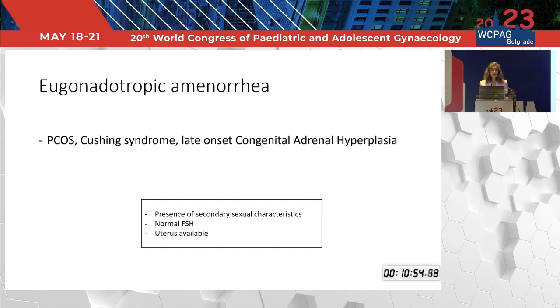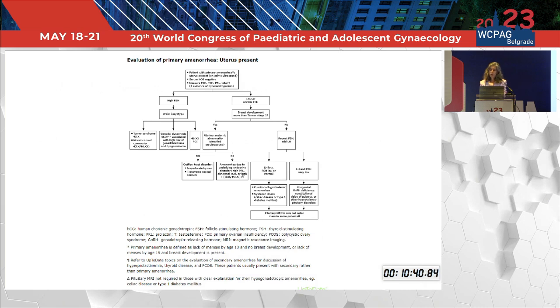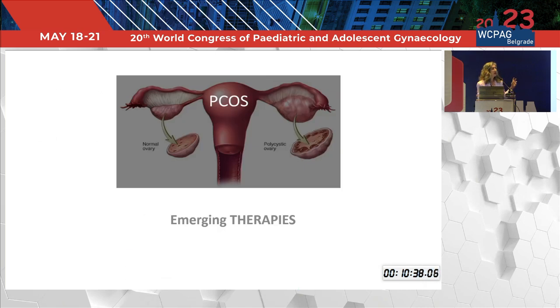So in these cases, we have secondary sexual characteristics. We have a normal FSH and a uterus available, and we are in this part of the organigram, which is not easy to read. Anyway, I want to take half of my presentation to give you new therapies for PCOS. And PCOS is a very, very common diagnosis in our area of the world, the Mediterranean area. I don't know how frequent it is in Japan or the US, but it is.